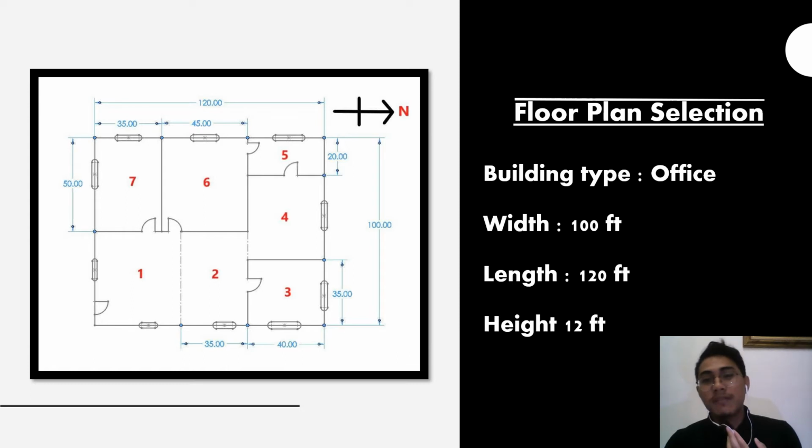And for the floor plan selection, the building type is office, its width is 100 feet, its length is 120 feet, and its height is 12 feet.